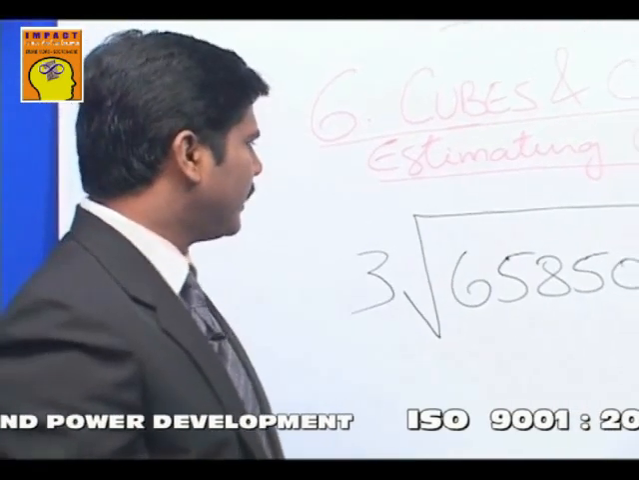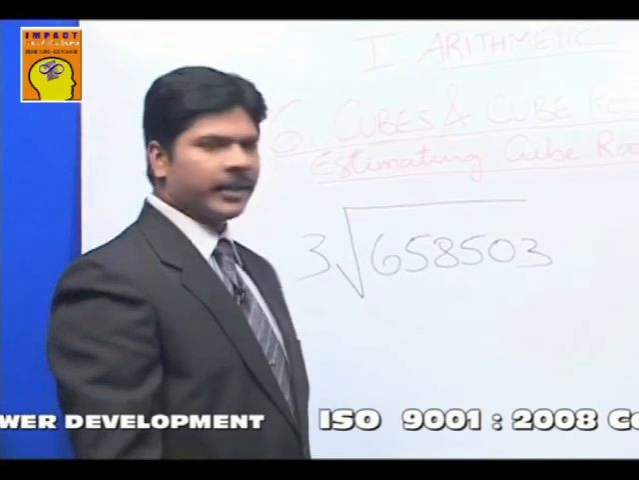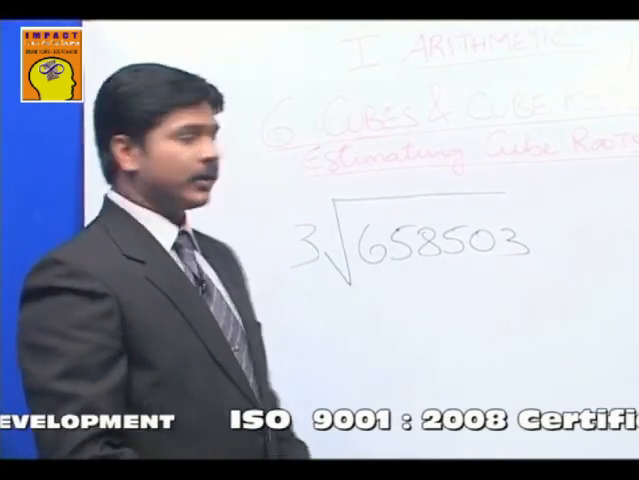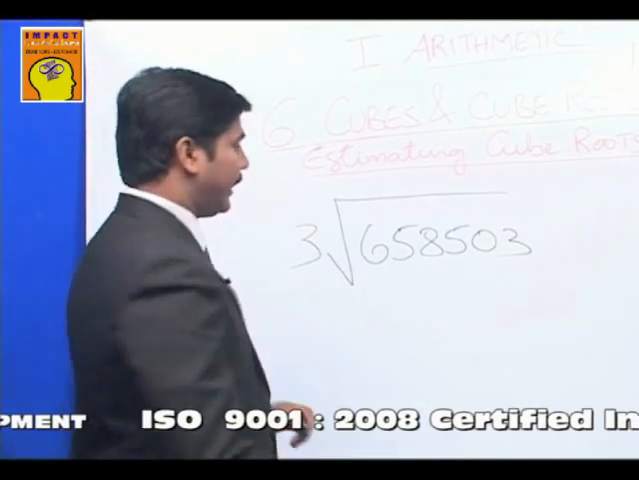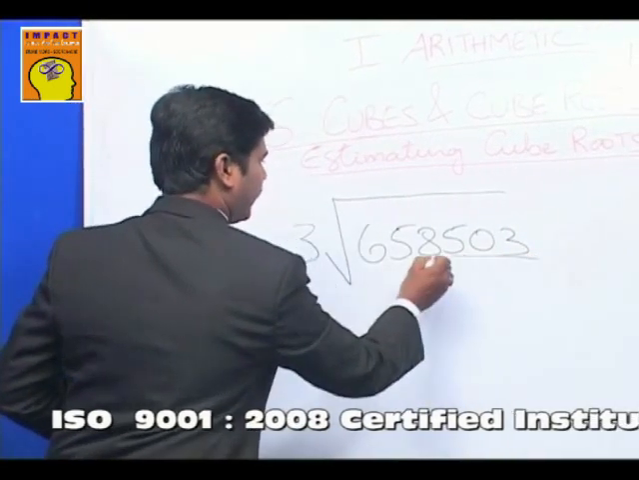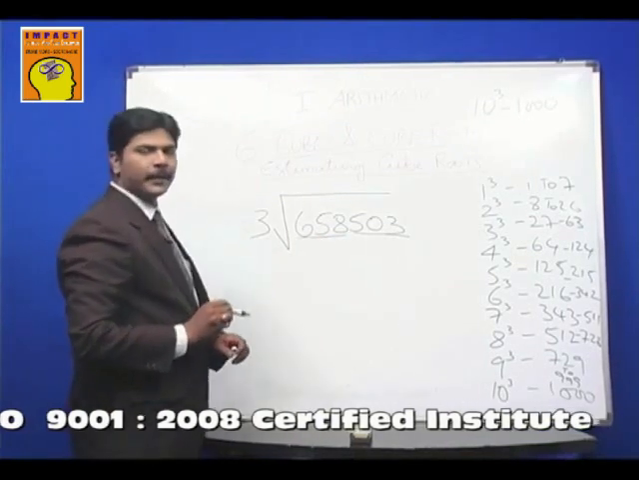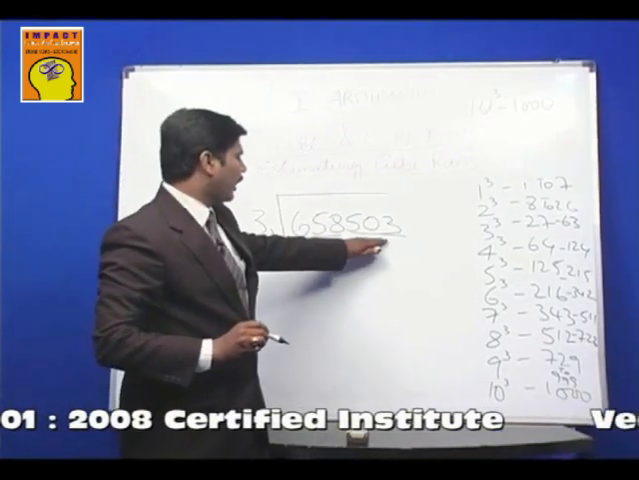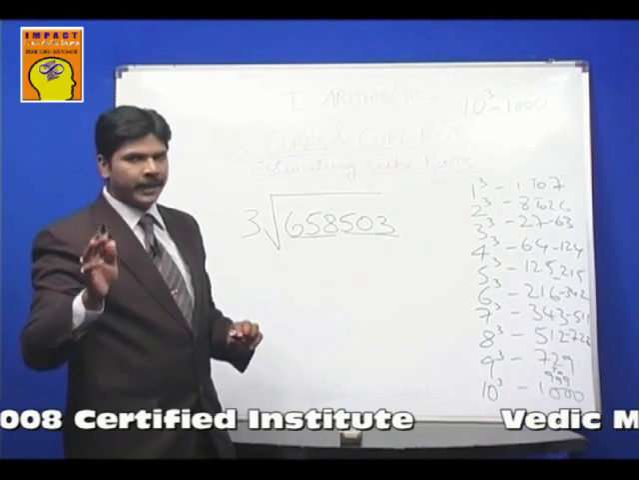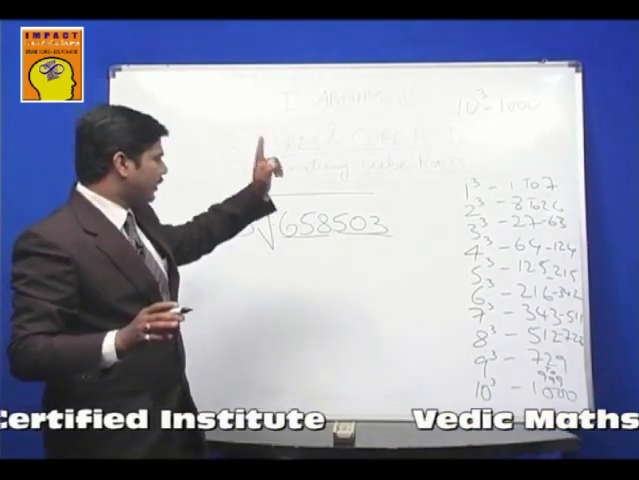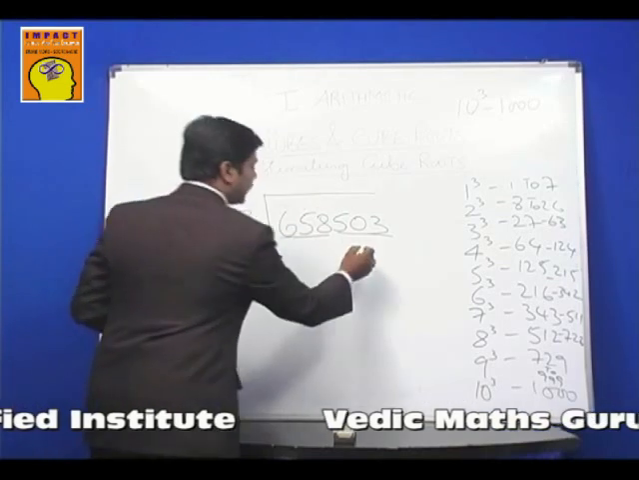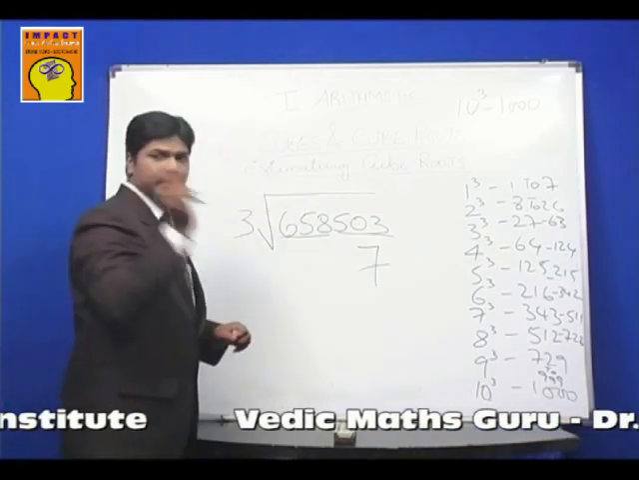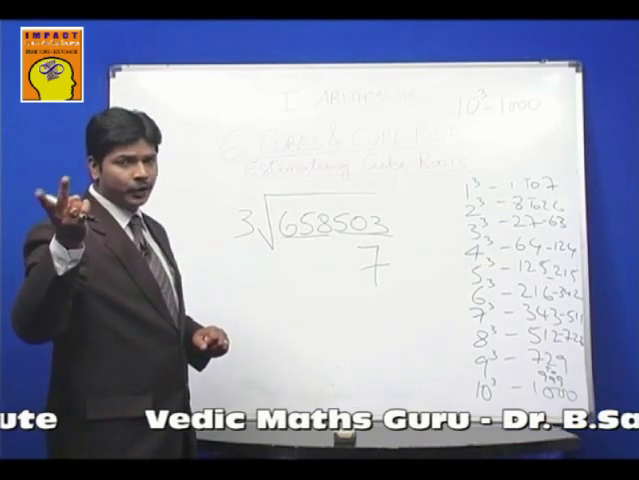Now let's take one more example. 658503, what's the cube root of this? There are 6 numbers, mind you. So group 3 and 3 separately. Now, the right underline is only to check what the cube number is ending with. The cube number is ending with 3, so the cube root must be ending with 7. If it's 7, it's 3; if it's 3, it should be 7.